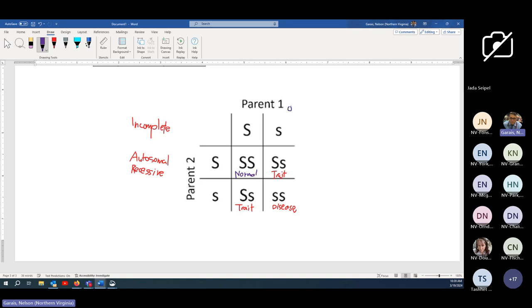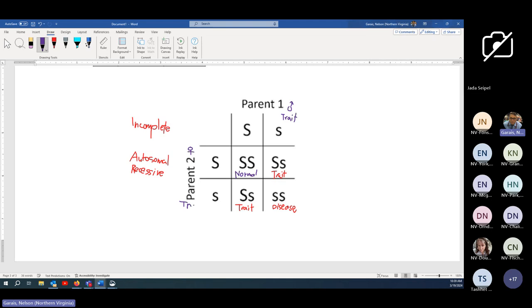Let me draw a circle, a little arrow. That's dad. Dad has sickle cell trait. How about mom? So mom's over here. Got the circle with a little plus. And that's female. That's mom. Capital S, lowercase s. So mom too has sickle cell what? Trait.